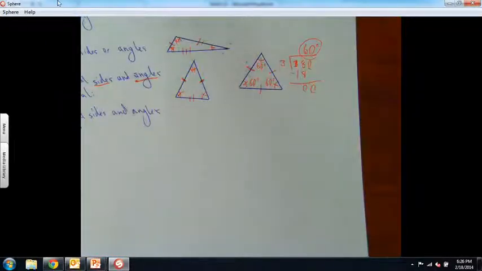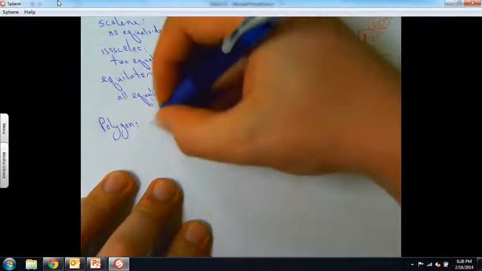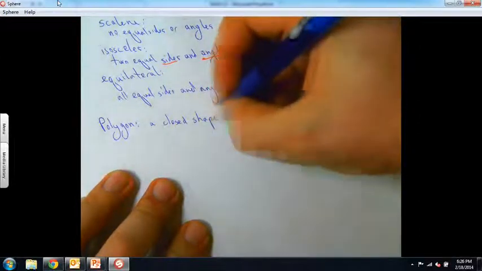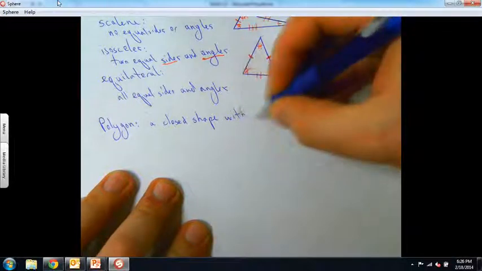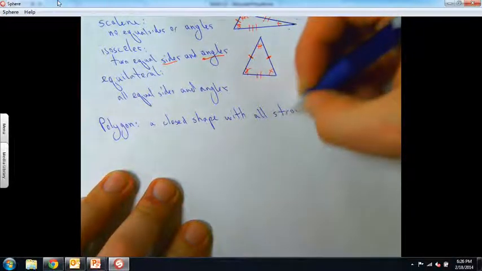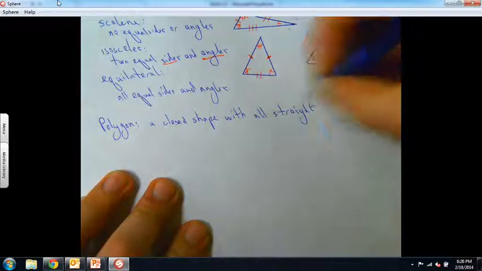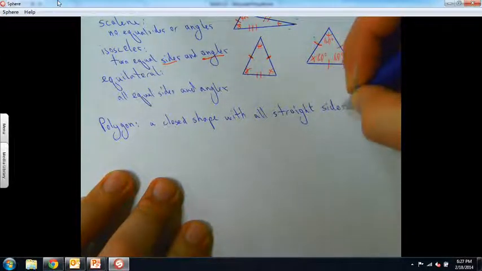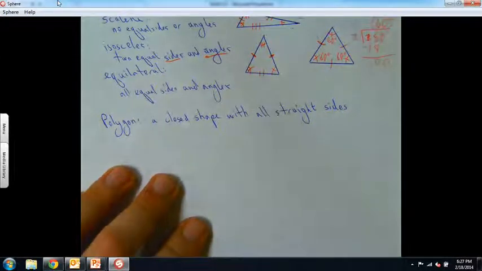Now, from there, we moved on to talk about the different polygons we know. First of all, the definition of a polygon is a closed shape with all straight sides. A closed shape with all straight sides.